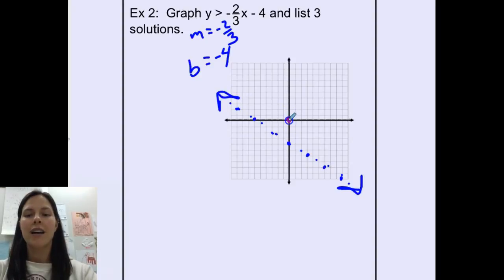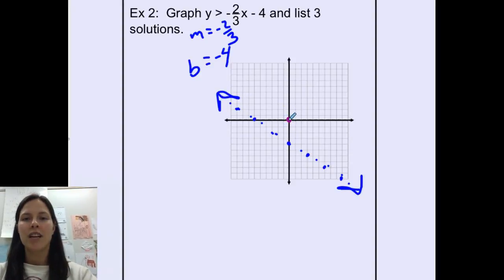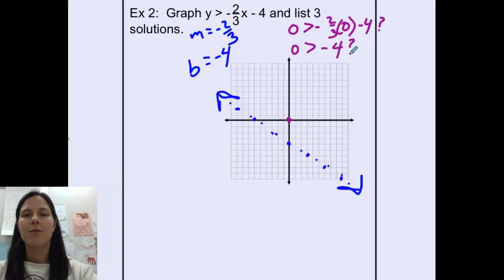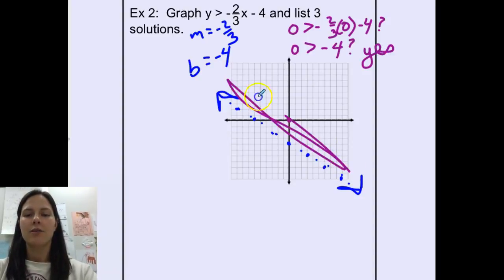Choosing a point not on your line to determine which side of the graph we should shade on, I'm going to replace both x and y with 0 to see if 0, 0 will make my inequality true. If it does, I will shade on the side with 0, 0. If it does not, I will shade on the other side. My -2/3 times 0 cancels, and I'm left with -4. Is 0 greater than -4? The answer is yes, so I will again shade on the side with 0, 0.